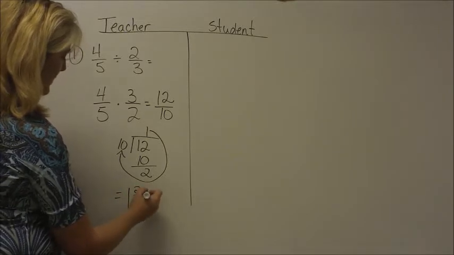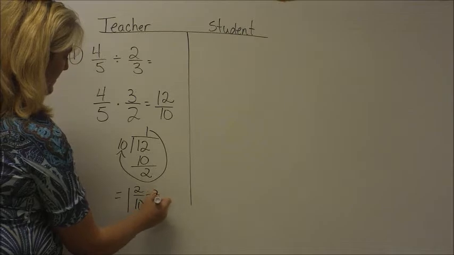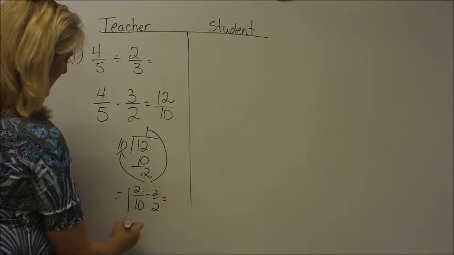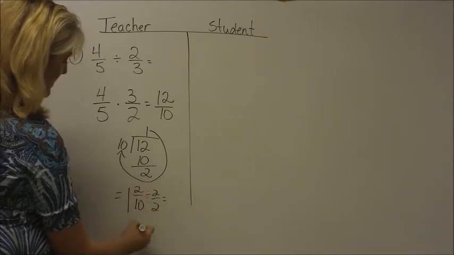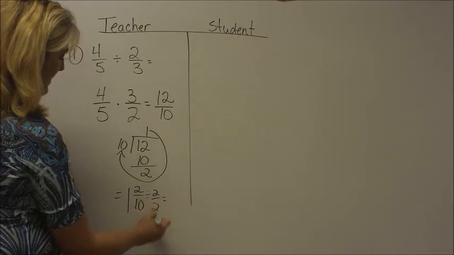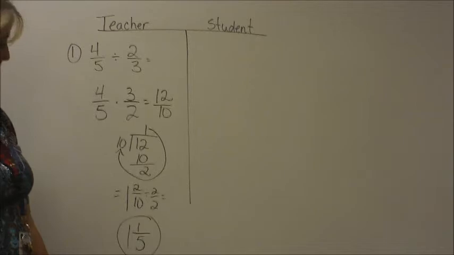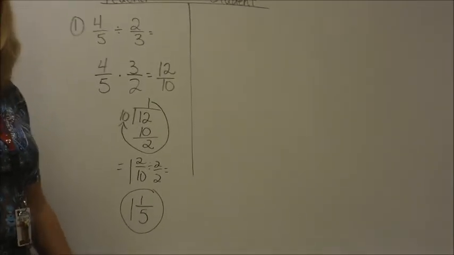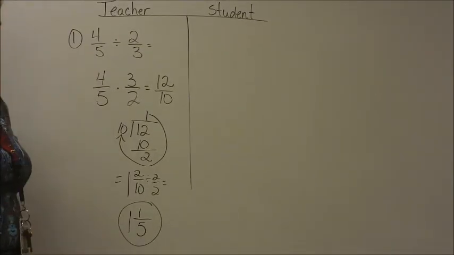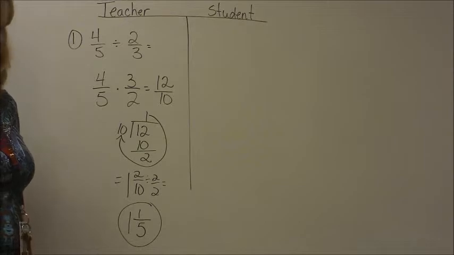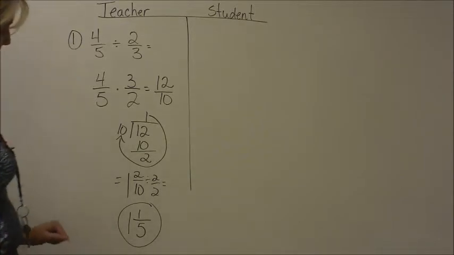And that 2/10 will reduce by 2 over 2, which equals 1. 2 divided by 2 is 1. 10 divided by 2 is 5. 1 and 1/5. Okay? I'm going to give you a minute to get that down on your papers, and then I need to erase it so that I can do another problem.